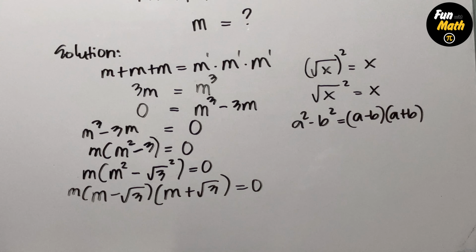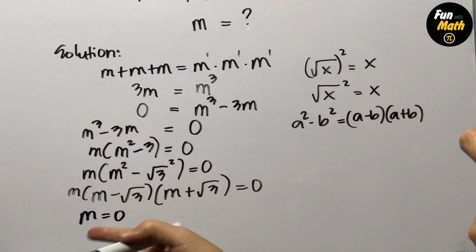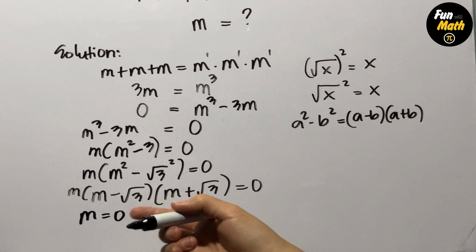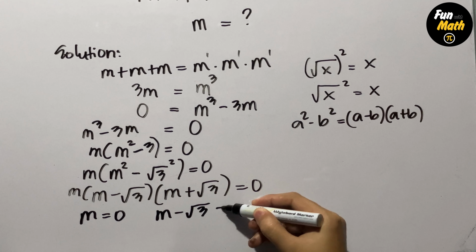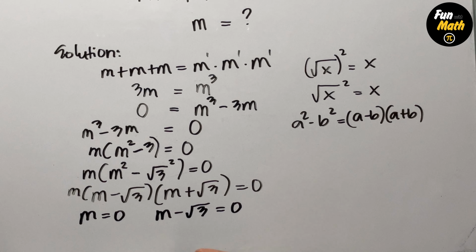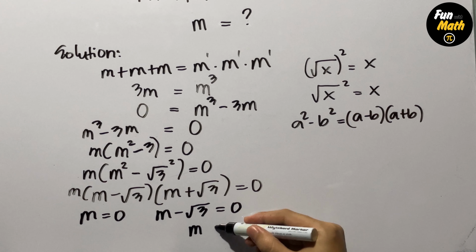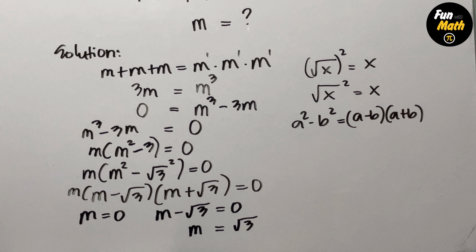And then we can have 3 equations. First equation is m is equal to 0, and that is our first value. M is equal to 0. Another is m minus square root of 3 is equal to 0. For this, we can take negative square root of 3 to the other side. So this is now m is equal to positive square root of 3. This is our second value of m.